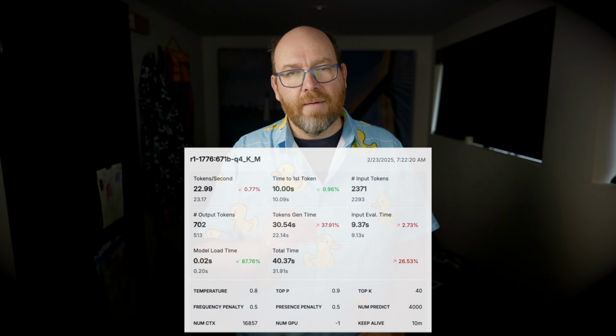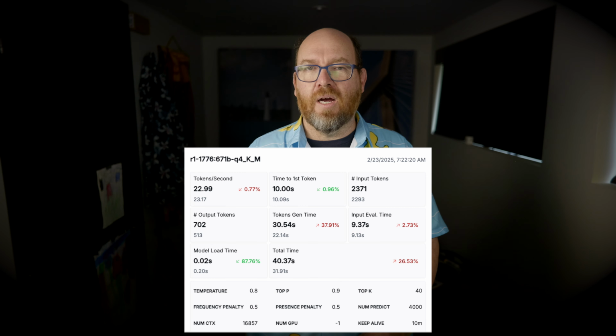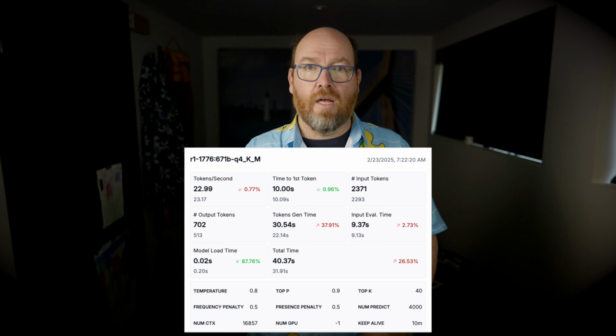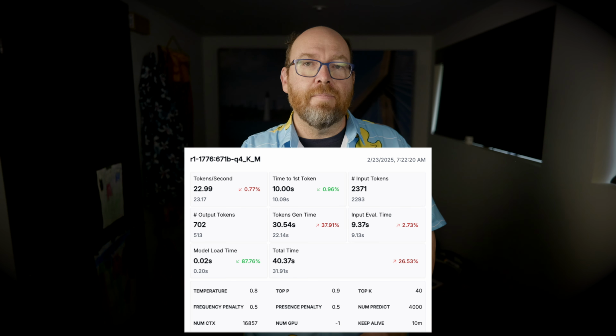I wish it did a better job of showing the timing of each stage. I would like to know how long the thinking stage took and how long the rest of the answer took. We can see some timings in the UI, but they don't correspond to that thinking stage and non-thinking stage. Now, I'm going to assume that R1 and 1776 perform about the same, so I'm not going to be doing my standard model test.